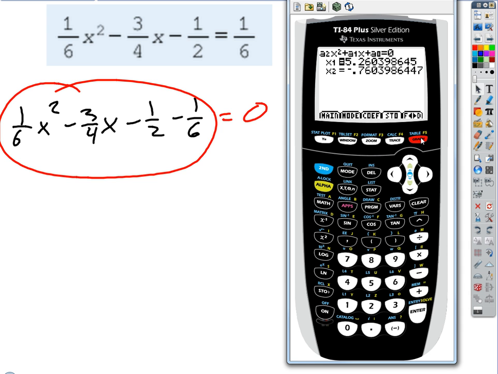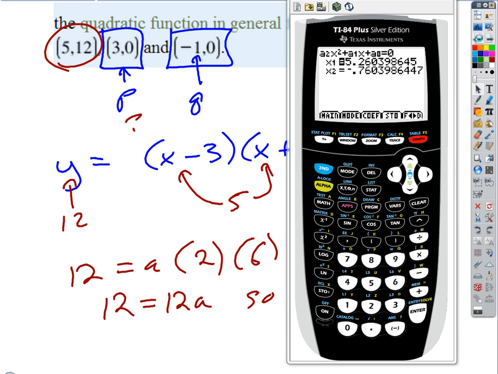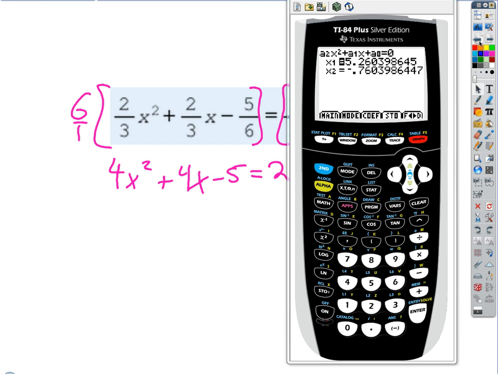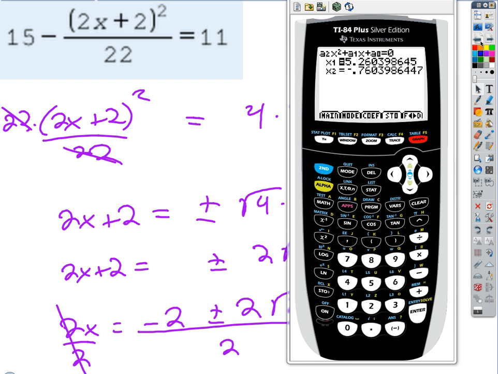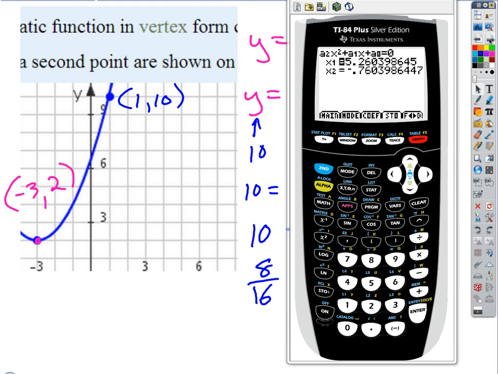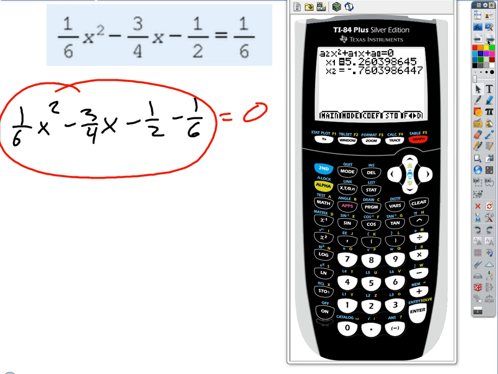But that one wouldn't have worked so well on a problem like that one, would it? You see why? Because that one's not written in standard form. So that's one that would have been better to graph. Make sense?